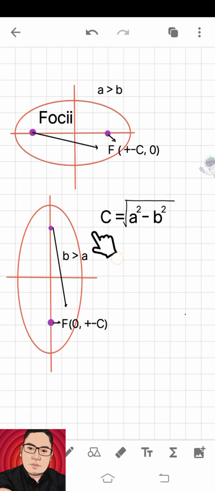Well, this time let's talk about the two fixed points. The two fixed points is what we call foci, and each of these 2 points is what we call focus. With this graph, our focus lies on the x-axis, and its coordinate is equal to positive and negative c and 0. And with this graph, our focus lies on the y-axis, and it's equal to 0 and positive negative c, where c is equal to the root of a to the second power minus b to the second power. Always remember that our focus always lies on the major axis.